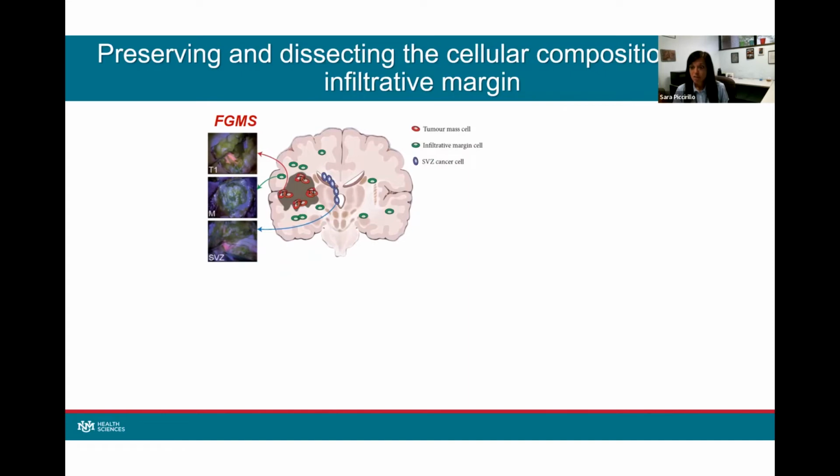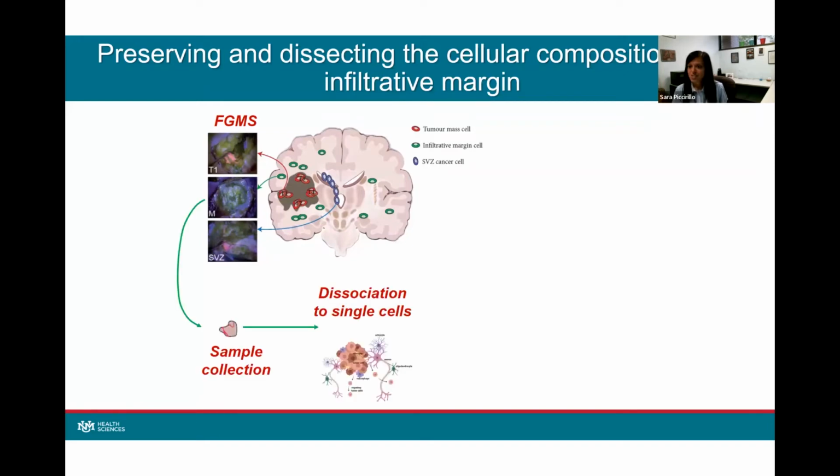So again, we have FGMS implemented here at the University of New Mexico. We also have a collaboration with Dr. Chohan and Dr. Perkins at the University of Mississippi Medical Center. And what we do is collect multiple samples from each of the glioblastoma patients that undergo surgery here at the institution. Like I told you, we have tumor mass as a comparison. We investigate the infiltrative margin. We, where possible, collect the subventricular zone. So from each of these areas, we dissociate to single cells.